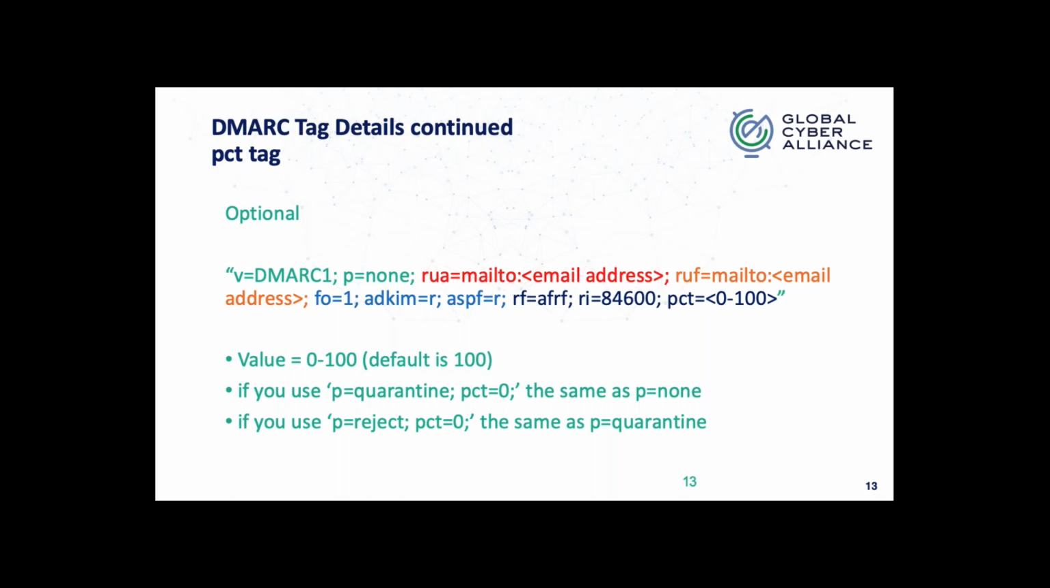The other thing to take note of, if you do use this: if you put in P equals quarantine semicolon PCT equals 0, that's the same thing as using none. P equals reject semicolon PCT equals 0 is the same thing as using quarantine. Those are things to take note of, because with quarantine and 0 you're basically saying none of these messages are going to be quarantined if they're fraudulent or not passing DMARC. That's like putting in P equals none. Same thing with reject and 0. It's going to go to quarantine, so at least that way messages are being quarantined.